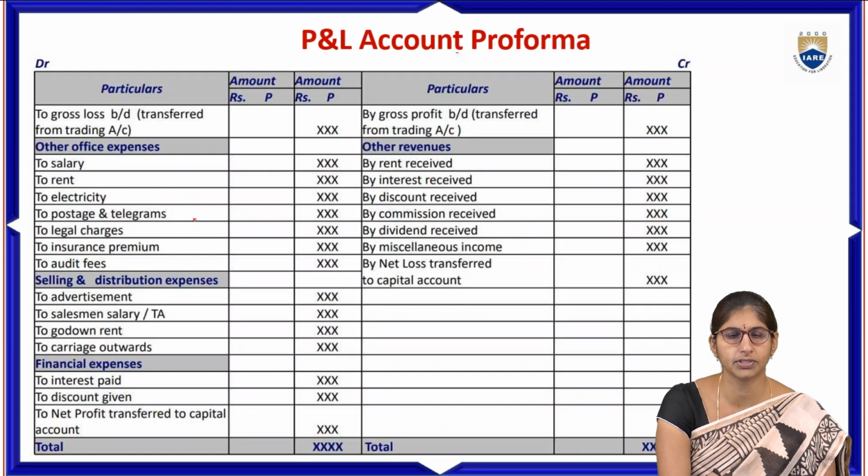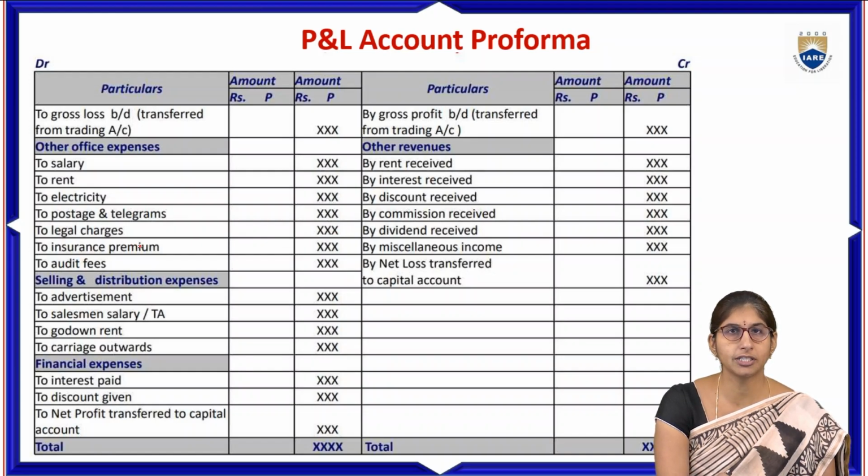Postage and telegraphs is also expenditure, so we are going to record it in the debit side. Legal charges, if we have any legal activity to be performed, have to be written in the debit side, because it is also expenditure for the business. So we are going to write it in the debit side.